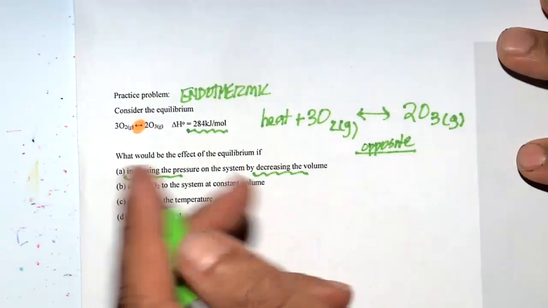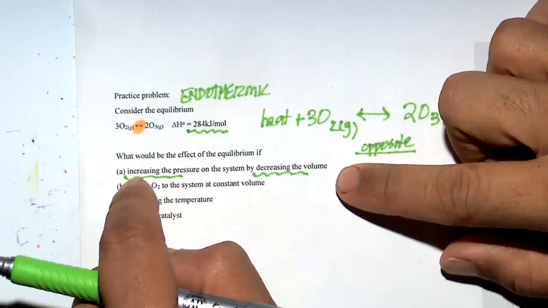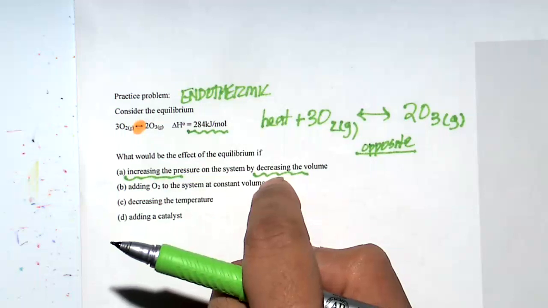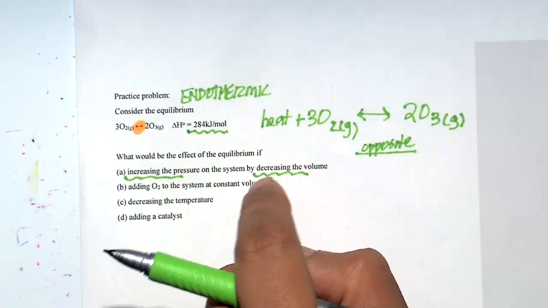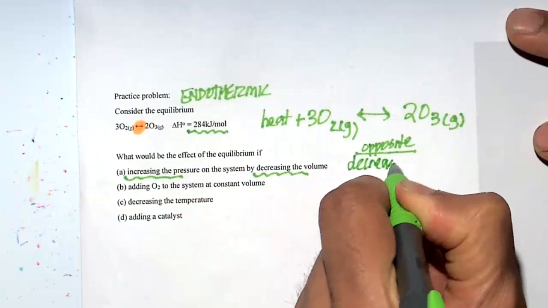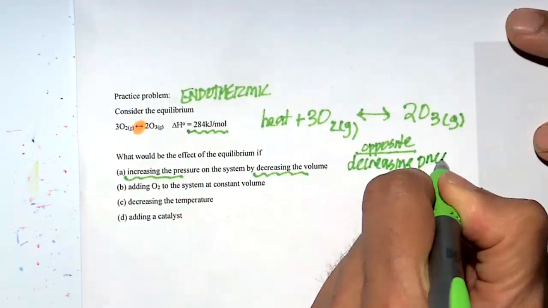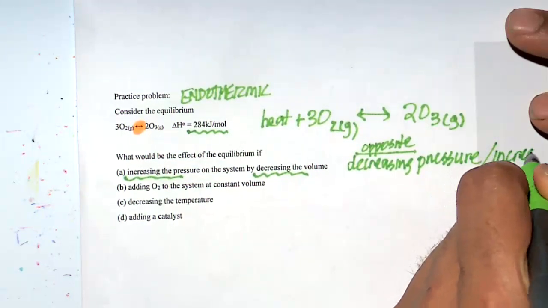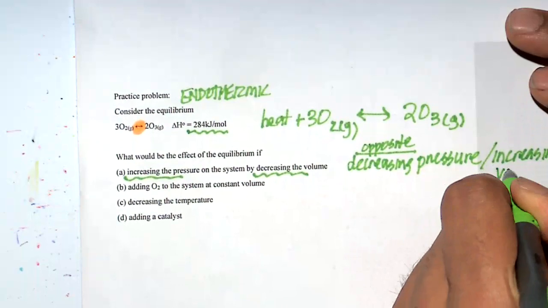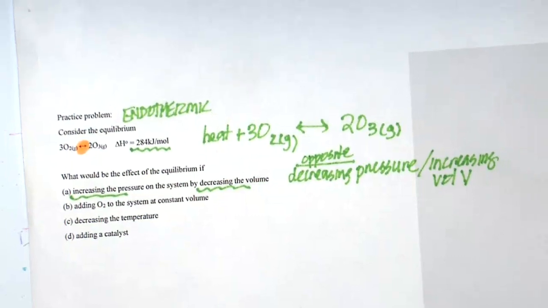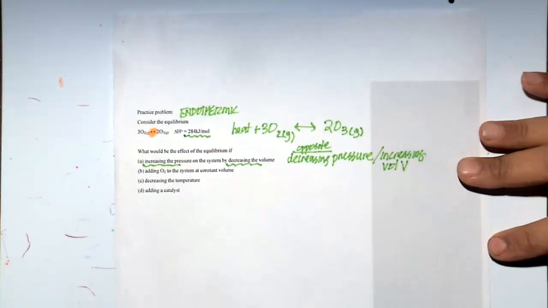The opposite of increasing the pressure, what's the opposite of increase? Decrease. No, I'm just leading you to the answer. What's the opposite of decreasing the volume? Increasing the volume. So the opposite here is decreasing pressure, increasing volume. Are we all with me so far? Okay, now I want you guys to tell me the answer.